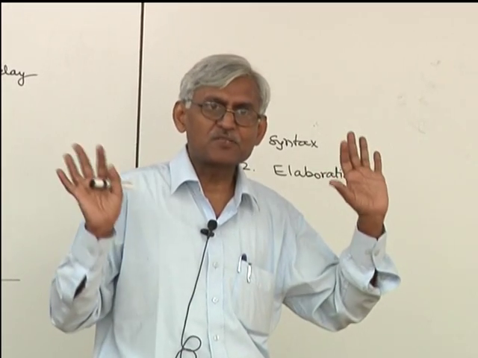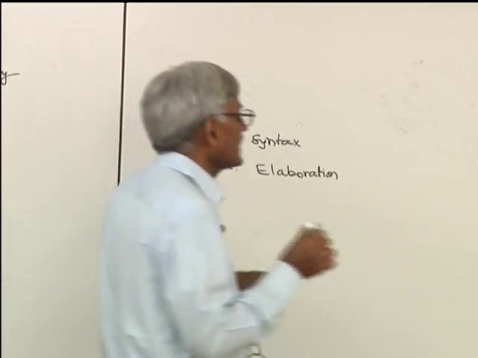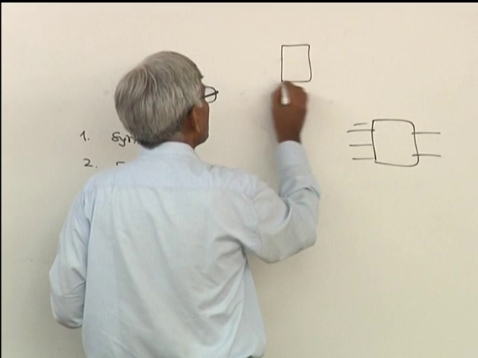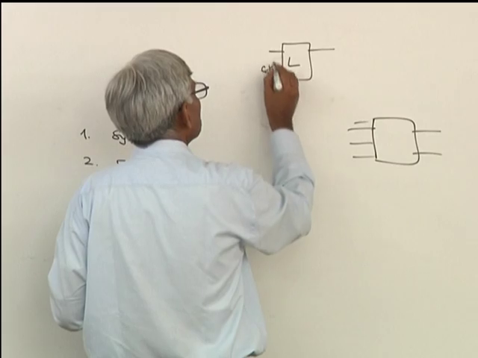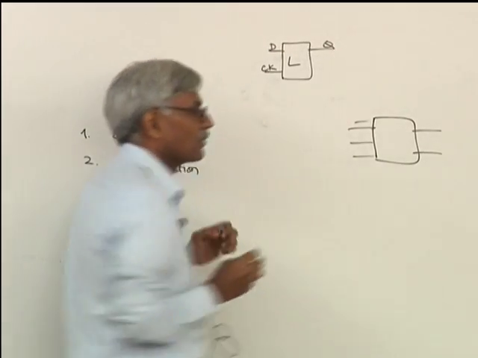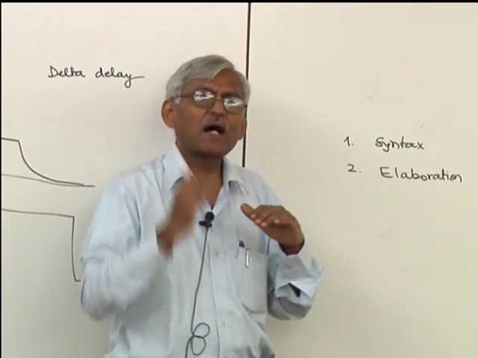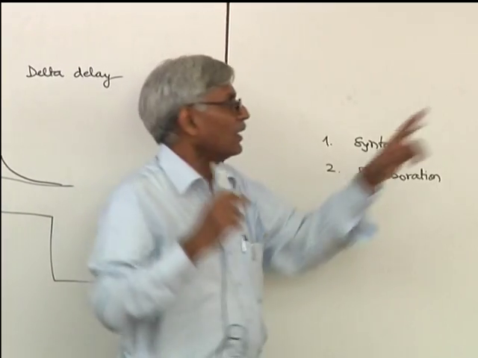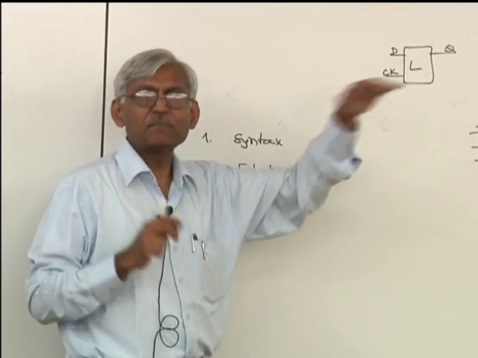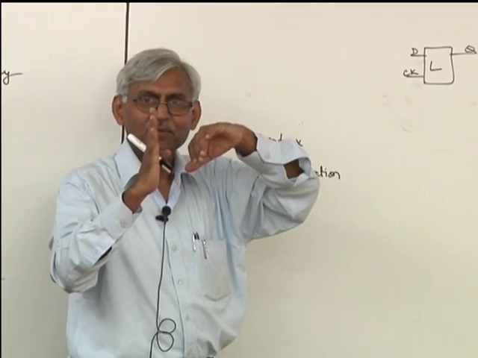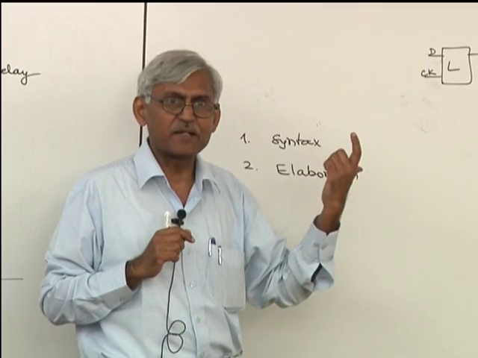Indeed, you are all familiar with transparent latches. A transparent latch looks just like a D flip flop. But its property is that when clock is high, Q is equal to D. If D changes, Q will change. That means it is transparent. So, any change in D will be reflected in a change in Q. This is a transparent latch.